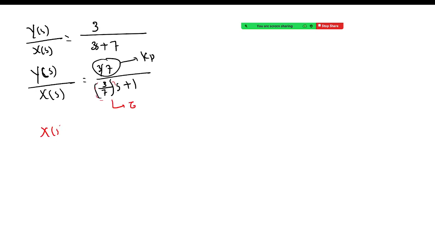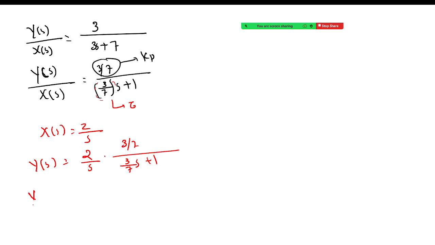So since your xs is equal to 2 divided by s, your ys should be 2 upon s into 3 by 7 divided by 3 by 7 into s plus 1. So this is your m, that is the magnitude of input m.